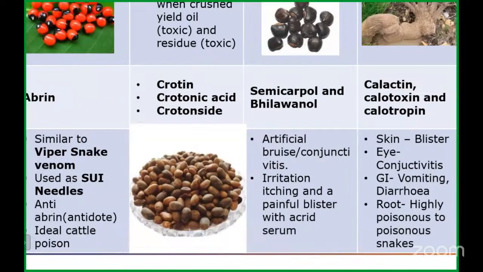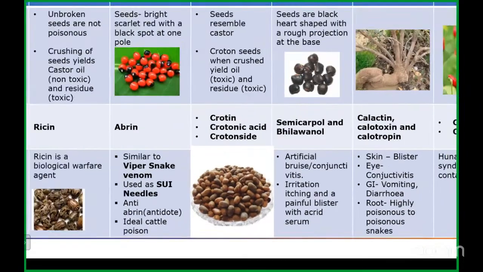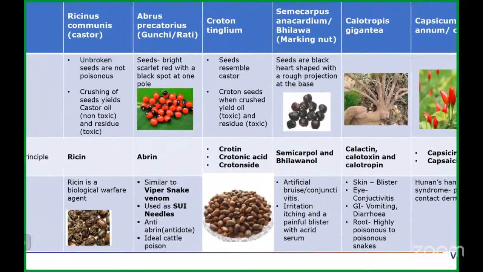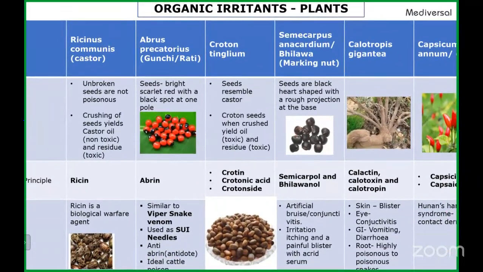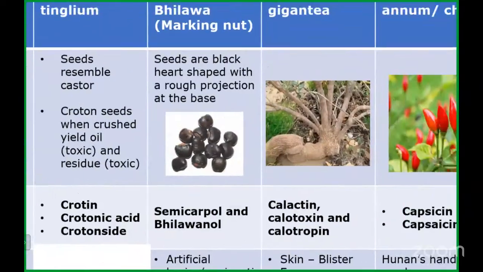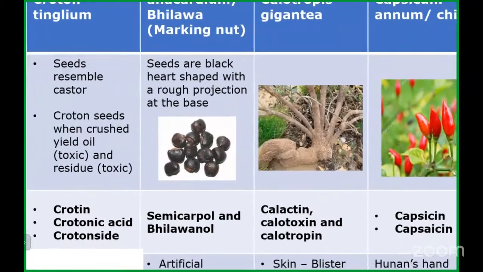You can self-inflict these bruises, and if they are applied to the eye, they can also cause conjunctivitis. So irritation, itching, and a painful blister with acrid serum is what defines the typical pattern of injury with these seeds, and hence it can also be used for producing an artificial bruise or malingering. So if asked which organic plant irritant is used as a method for malingering or taking up a bruise, it's always semicarpus.